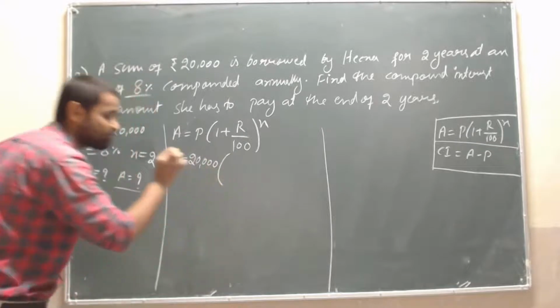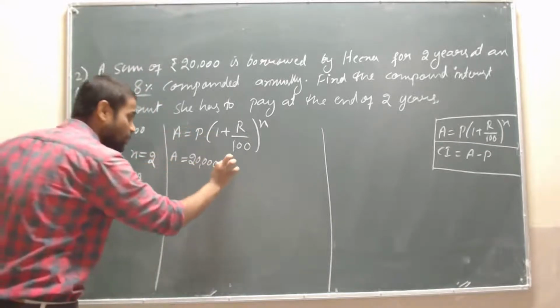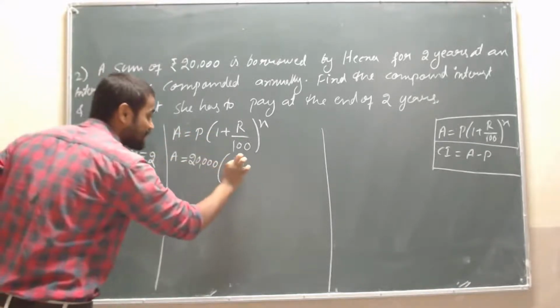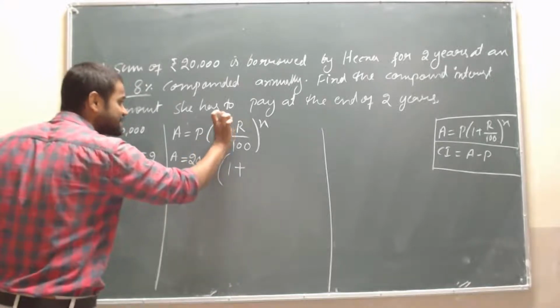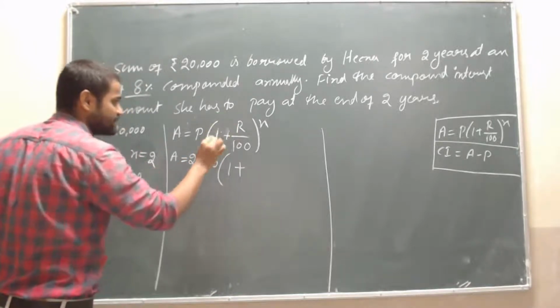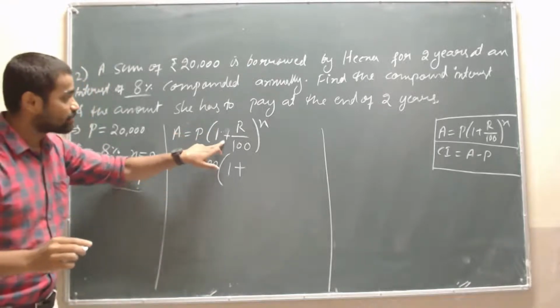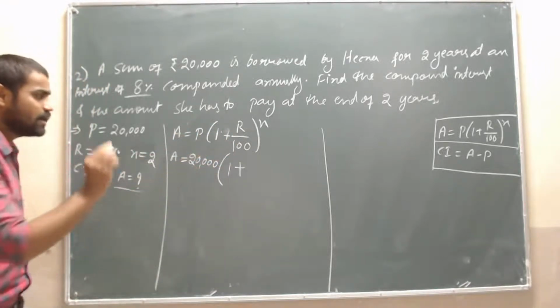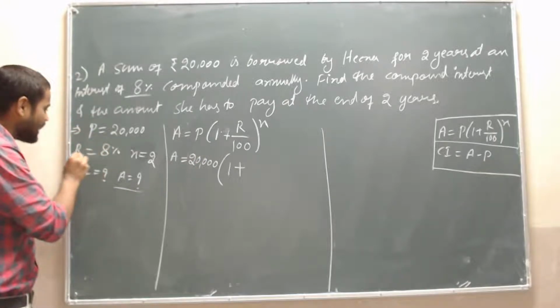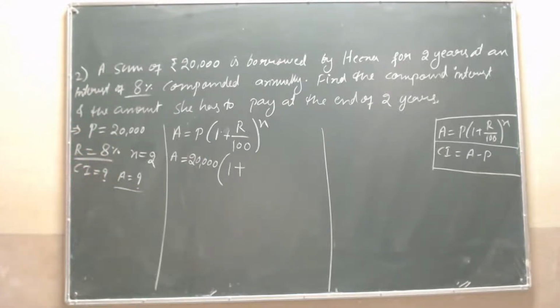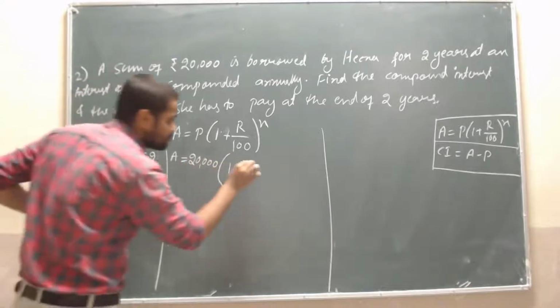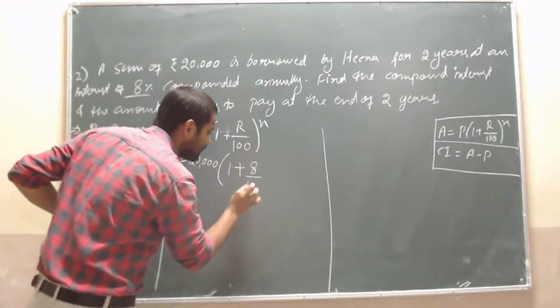Okay, bracket is there, bracket. 1 is there, and plus is there. See here, this plus is in the middle of this 1. Sir, 1 plus R will be real, isn't it? 1 plus R by 100 is there. Okay, sir, clear now. R is 8%, isn't it? R is equal to 8 by 100.